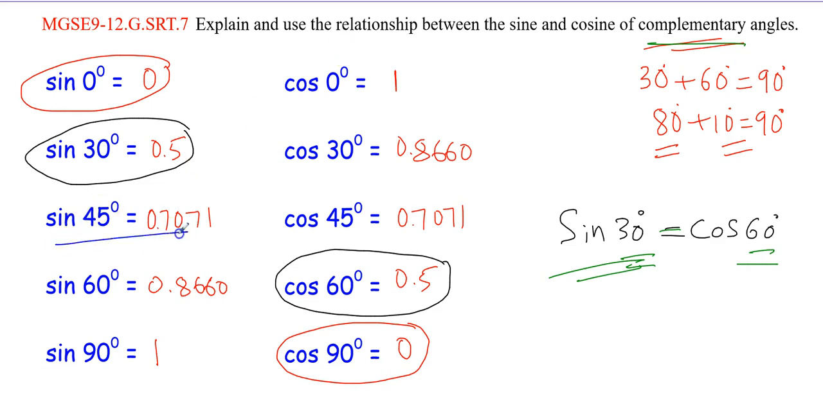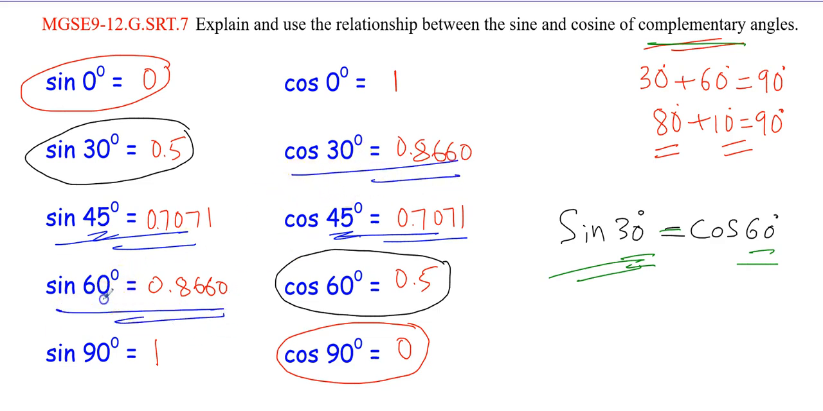Here I have sine 45 is 0.7071. Cosine 45 is also 0.7071 because 45 degrees is a complement of 45 degrees. The total makes 90 degrees. In the same way, sine 60 is the same as cosine 30 because 60 and 30 are complementary angles. So what we observe here is that the sine of any angle is the same as the cosine of its complement.